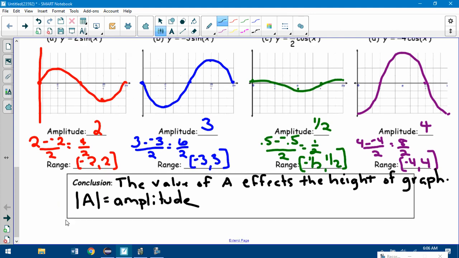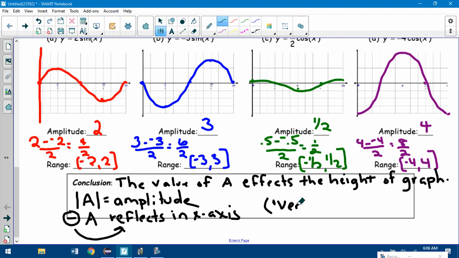But if it is negative, what happens? What does the negative out front normally do to a graph? It reflects it. So make a note that -A reflects over the x-axis. And the negative is what causes that reflecting. And again, this is just a fancy word for vertical translation or vertical dilation, vertical stretch or shrink.